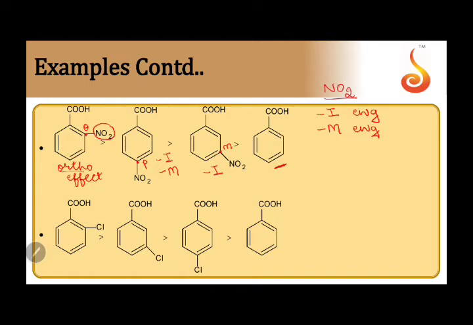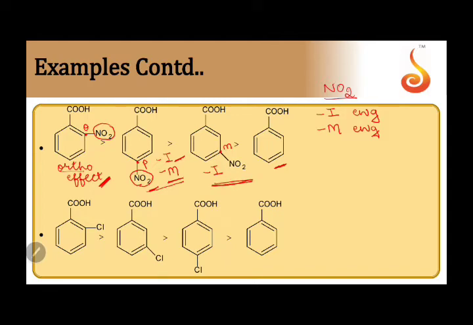Coming back, this we know is most acidic due to the ortho effect. In the next scenario, the NO2 group acts as an electron withdrawing group due to inductive also, mesomeric also. It's a very strong electron withdrawing group because of both effects. Hence, it's coming at the second position.